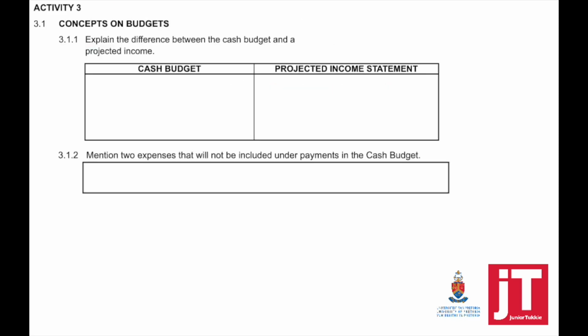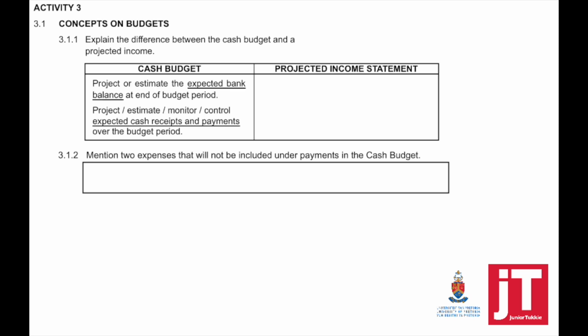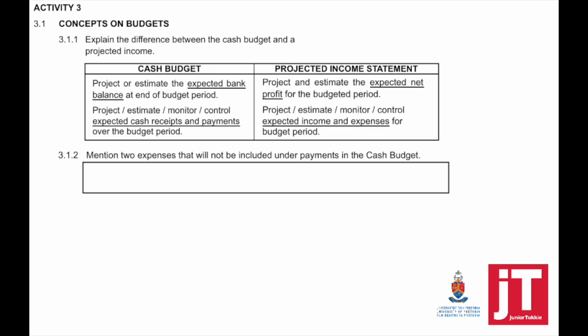3.1 Concepts on Budgets. Number 1, explain the difference between cash budgets and projected income. So if we're looking at the difference, the cash budget is the expected bank balance, expected cash receipts and payments. Those are the key words, and ensure that you understand why we say expected. Budget is looking at what we expect to happen in the future. We need to plan. The projected income statement is our expected net profit or loss for the budget period. What is our expected income and expenses for the budget period?